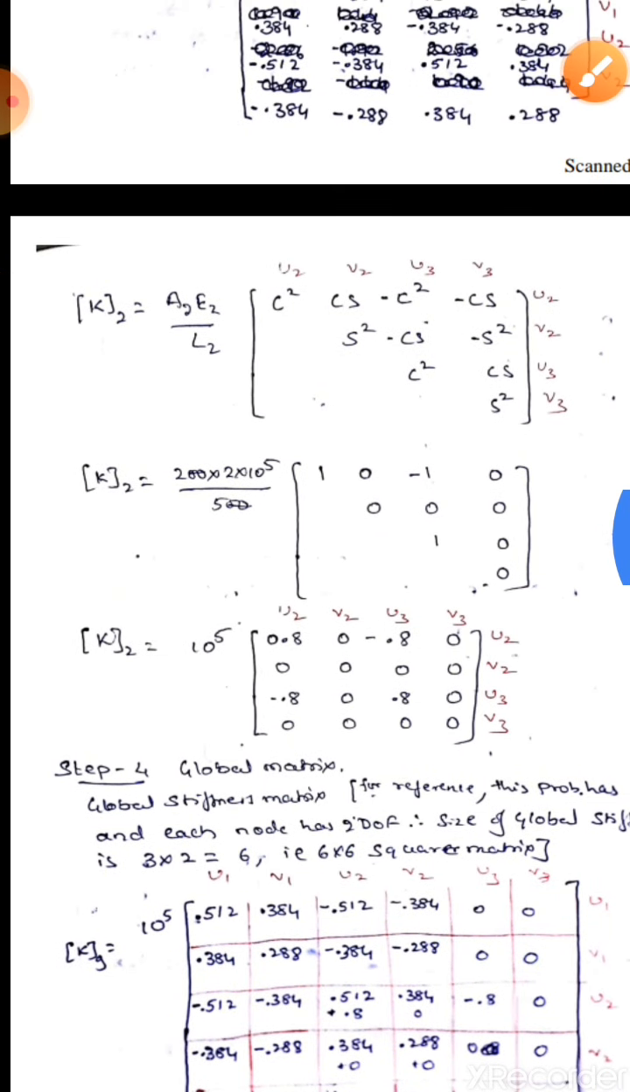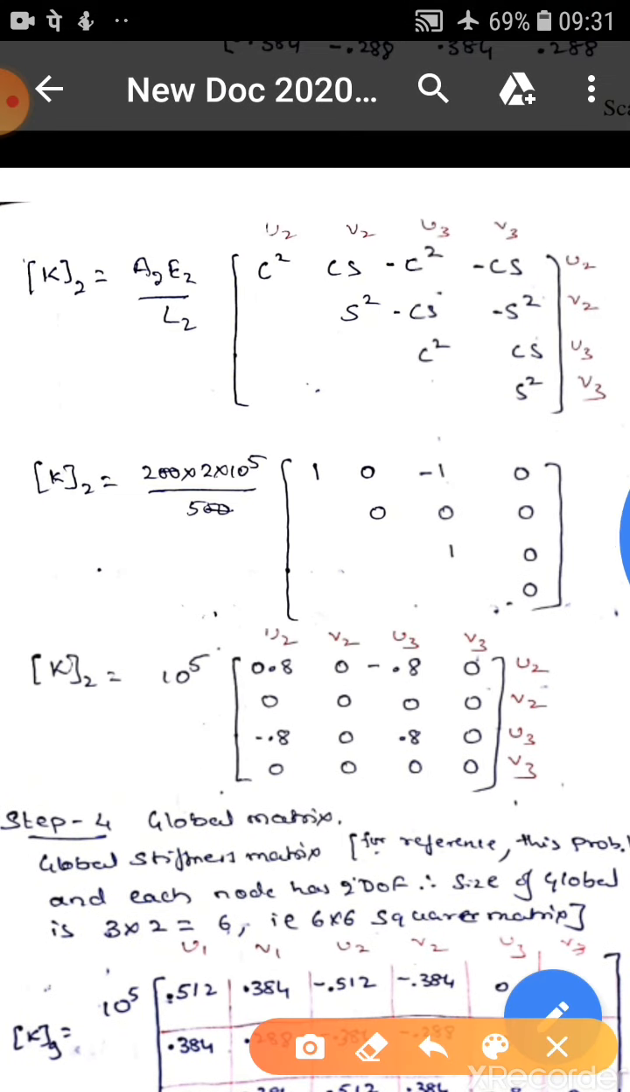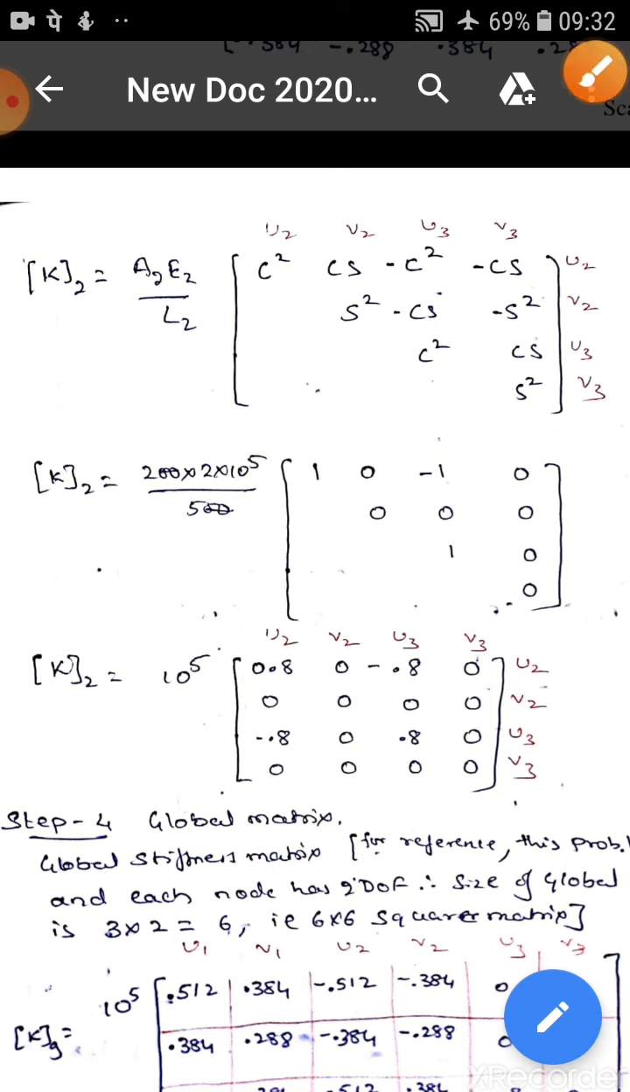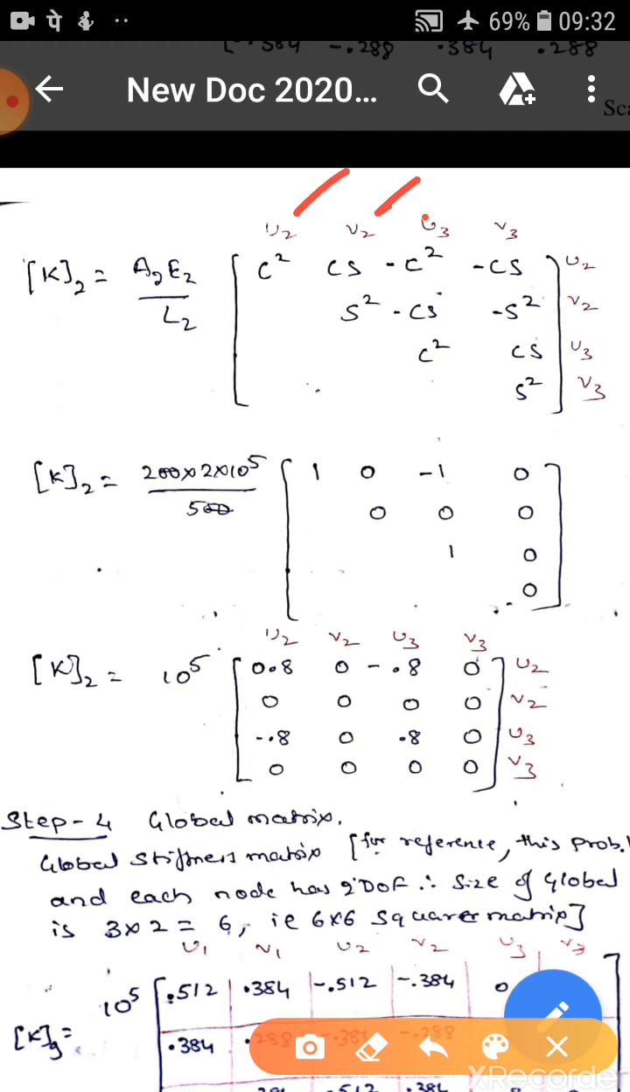Next, similarly I will write for element 2. Element 2 is A2 E2 by L2, times C square, CS, C square, CS; S square, CS, S square, C square; CS, S square. What are the displacements associated with element 2? Element 2's displacements are u2 v2 u3 v3. Those I have written on the top of the columns and side of the rows, just for reference. I hope you remember those are written to make our global stiffness matrix easy.